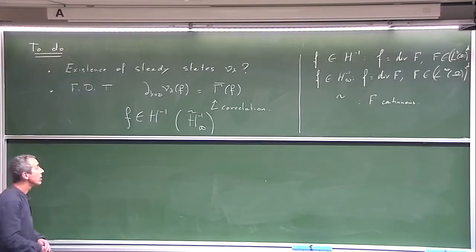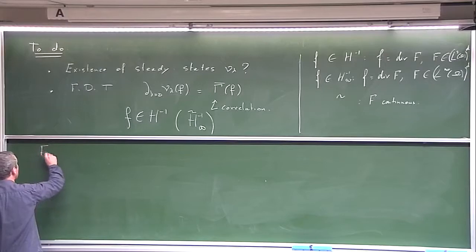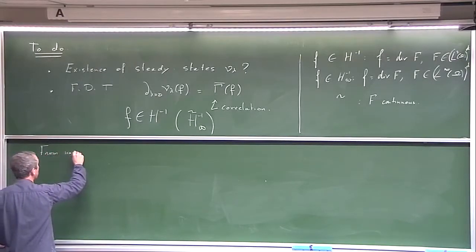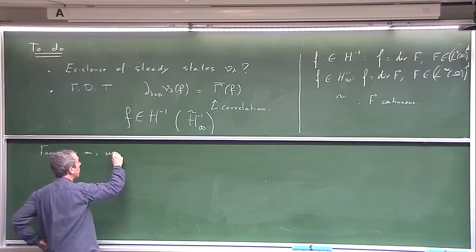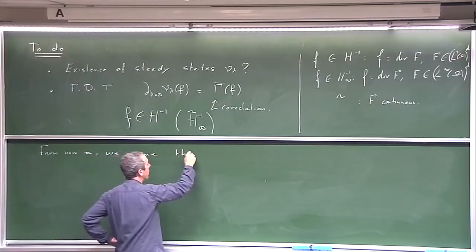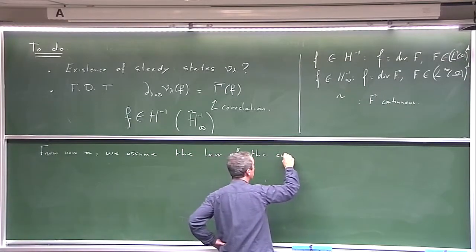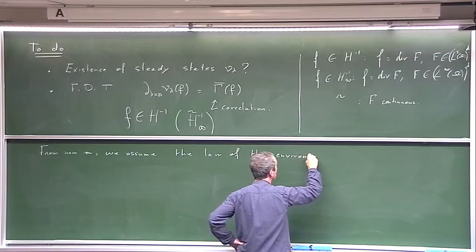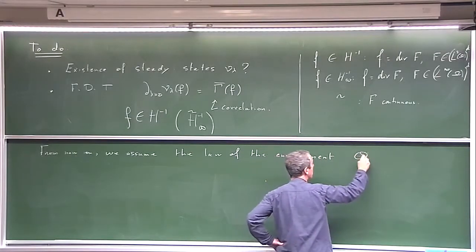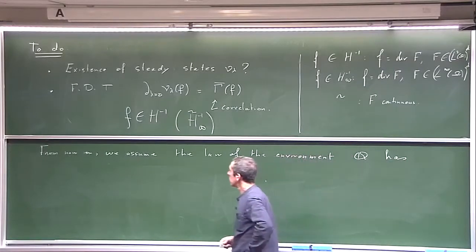The situation in which we can answer this question is under one extra assumption, about the finite range of correlation. So from now on, I will assume that. We assume that the law of the environment has a finite range of correlation.